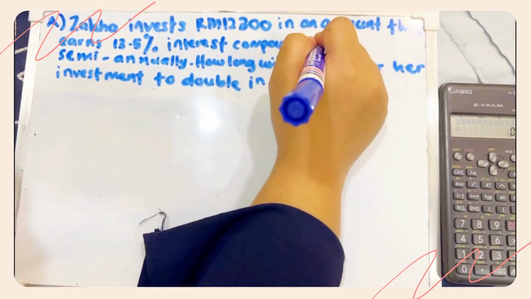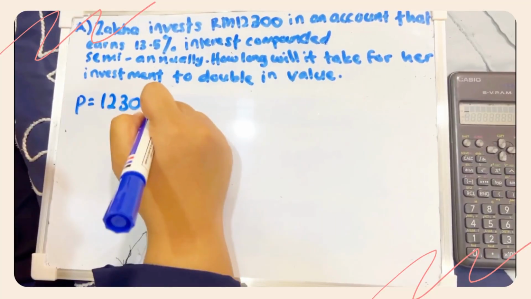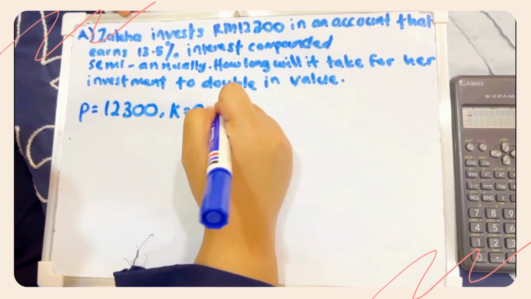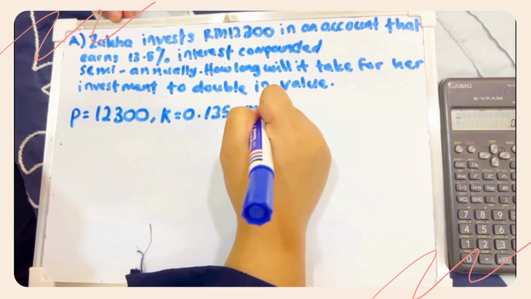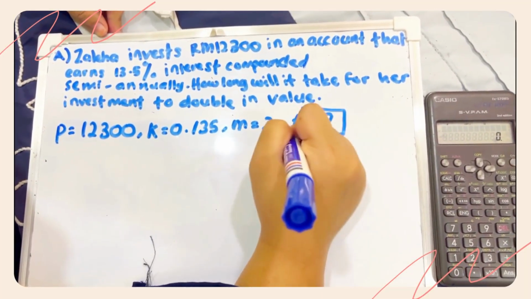So, first thing first, we should take out the info given. P is 12,300, K is 0.135, M is 2, and as we all know, we must find T. So, let's start our calculation.